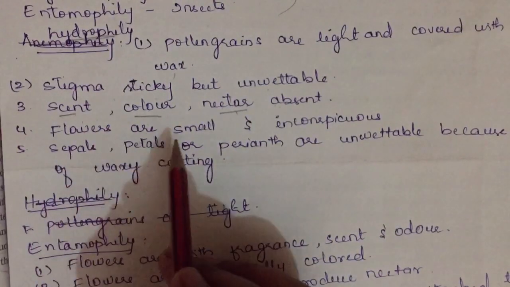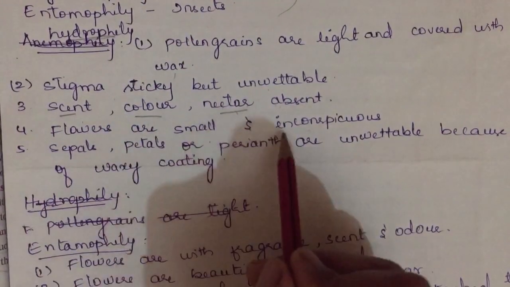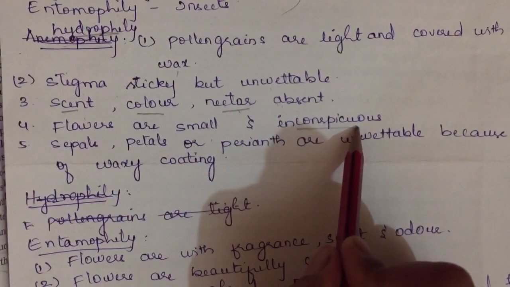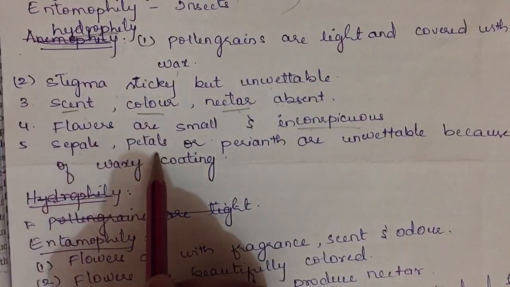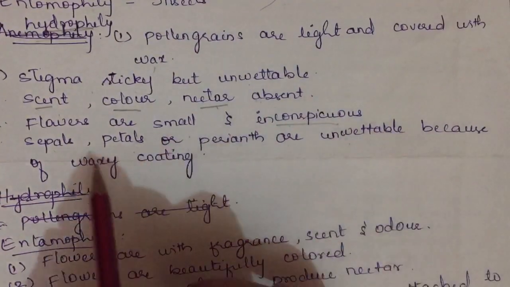Next, flowers are small and inconspicuous. Inconspicuous means not very clear, while conspicuous means clear. They are small and not as clear as insect pollinated flowers. Sepals, petals or perianth are unwettable. Why? Because of the waxy coating.